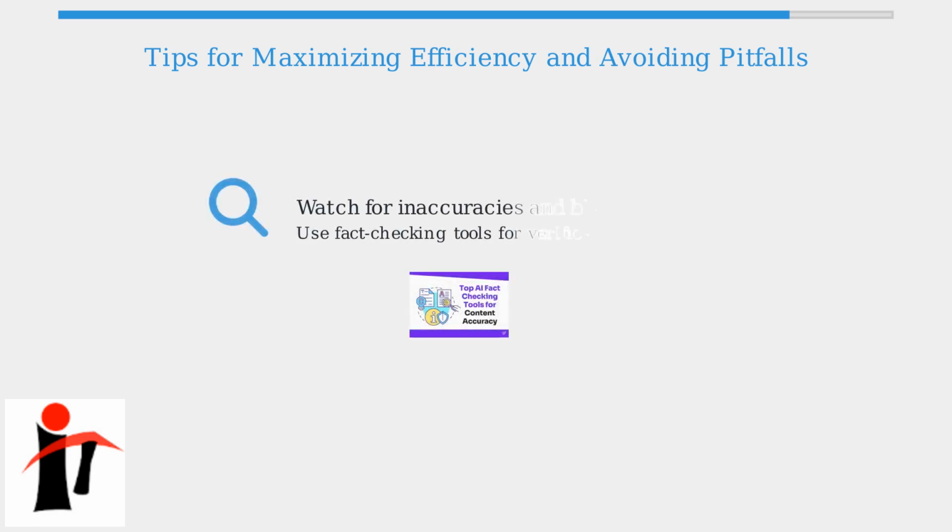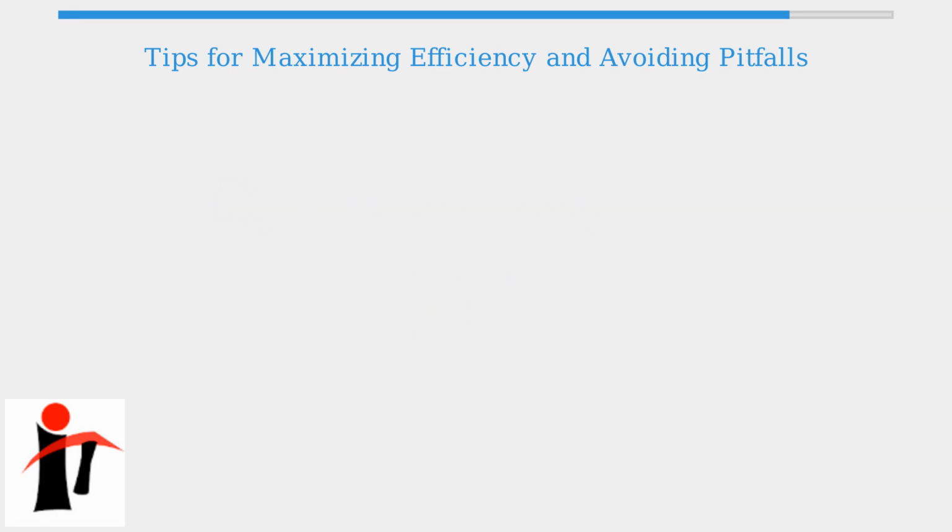Be aware of potential inaccuracies or biases in AI-generated content. Use fact-checking tools to verify information, as the AI may produce homogenized or incorrect details that require manual corrections.